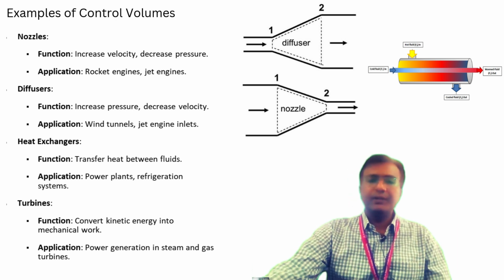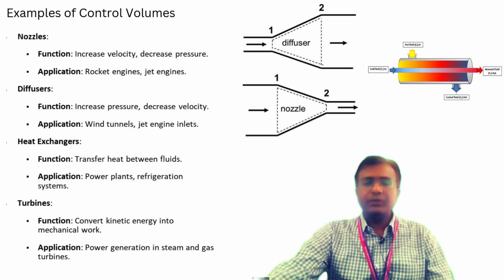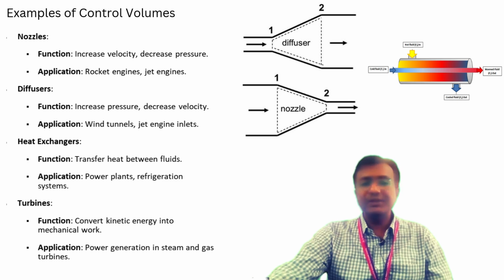Now we will see sample examples of the control volume systems. These are used in a wide range of engineering systems. Take the example of nozzles. As we all know, its function is to increase velocity and decrease pressure. Nozzles are used in rocket engines and jet engines, and they are critical in accelerating gases to high velocities, which is essential for propulsion.